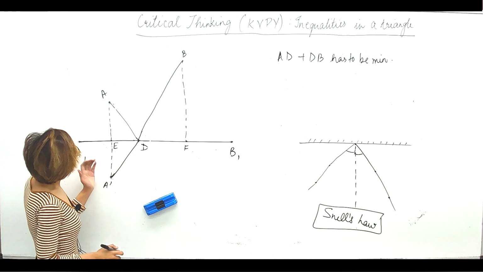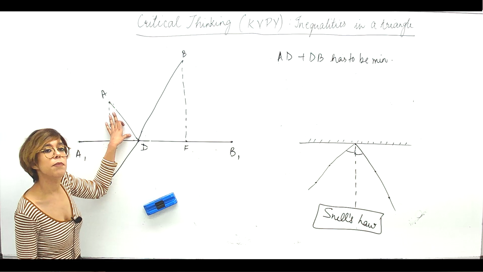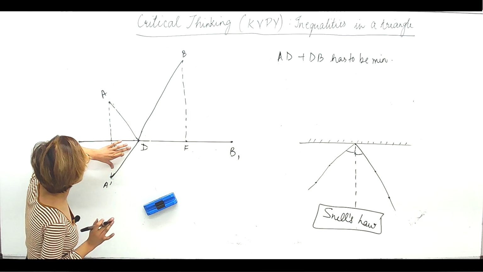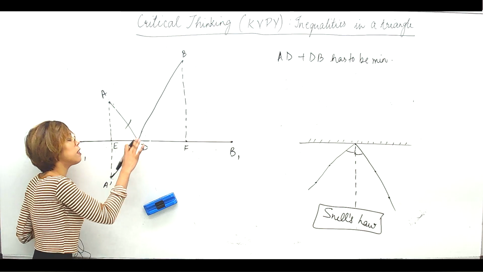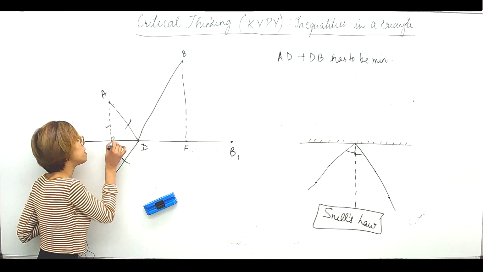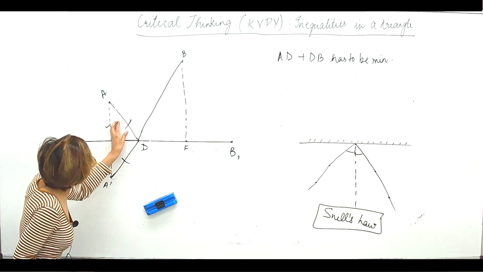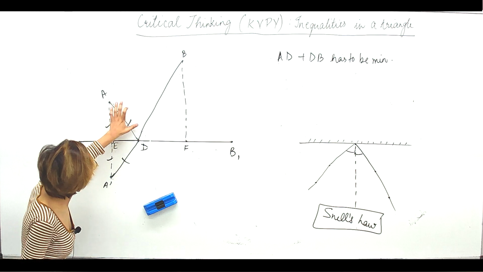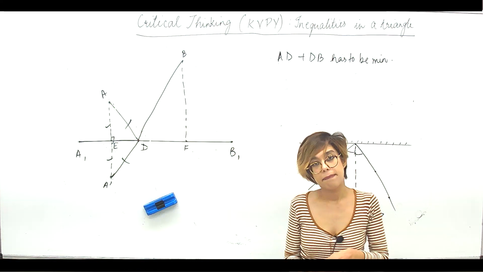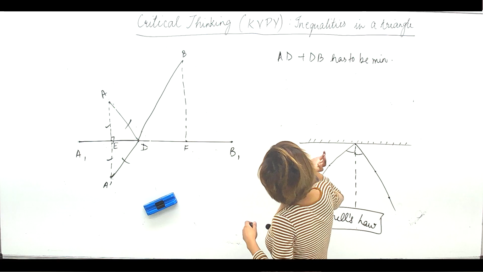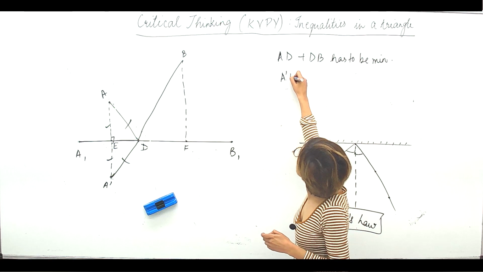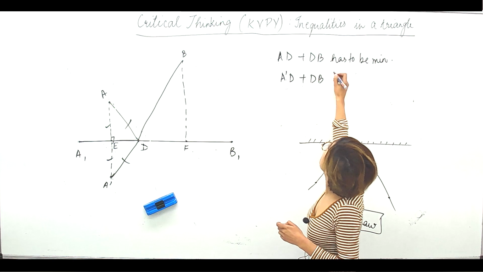Okay. Now, AD plus DB was to be involved. Now, AD I can clearly see is nothing but A dash D. These 2 lengths are equal. Why? Because these 2 are equal, common side, and obviously 90 degrees. These 2 triangles are congruent, and I can say that AD and A dash D have to be minimum. So, what did I have to do? AD plus DB to be minimum. Instead of this, I'll do A dash D plus DB to be minimum.